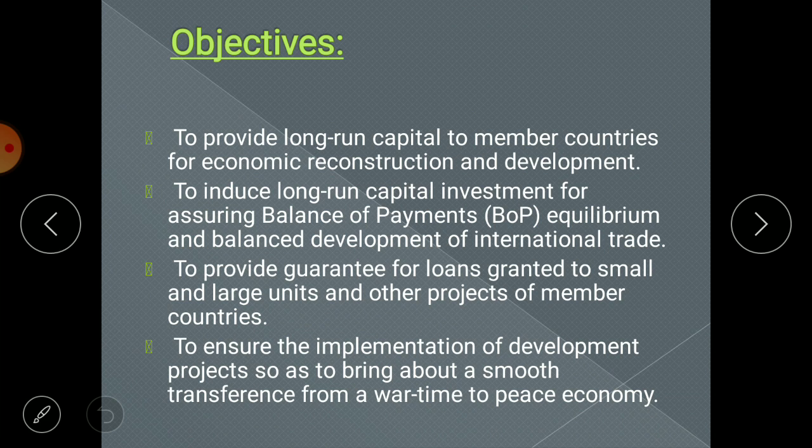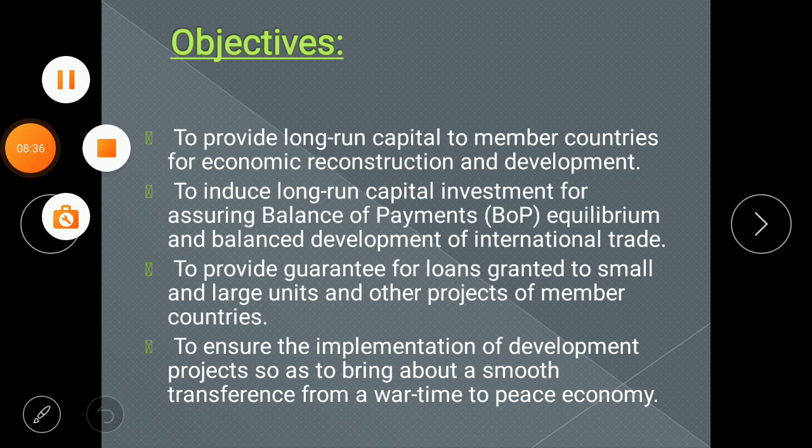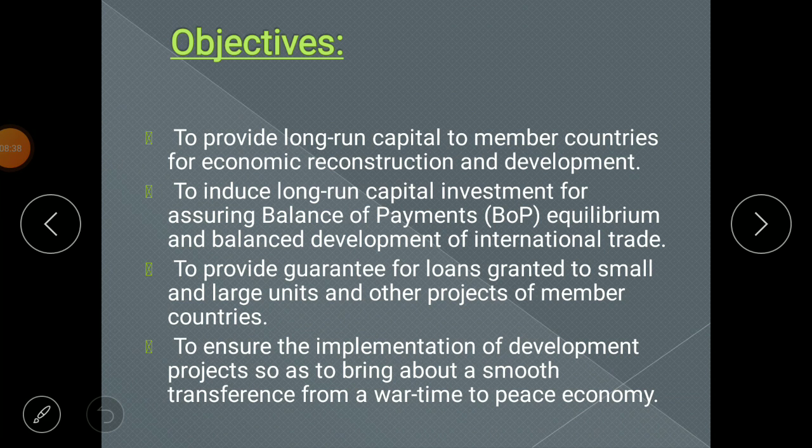Objectives of the World Bank: to provide long run capital to member countries for economic reconstruction and development. In the IMF, we have seen that the IMF gives help for short term development only. So, for long run development, there is the IBRD, the World Bank, whose objective is to provide loans for economic reconstruction, meaning the economic well-being of the member countries and infrastructural development.